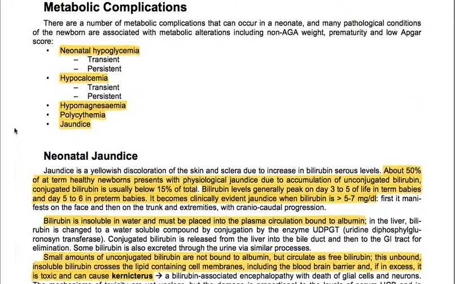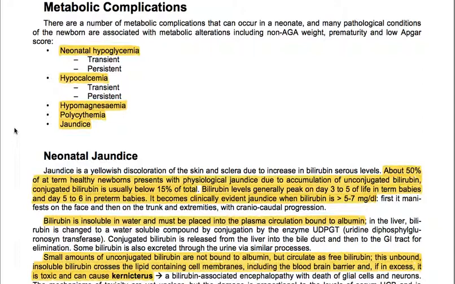Metabolic complications. There are a number of metabolic complications that can occur in a neonate, and many pathological conditions of the newborn are associated with metabolic alterations, including inadequate weight for gestational age, prematurity, or low Apgar score. You can have neonatal hypoglycemia, which can be transient or persistent, hypocalcemia, which can be transient or persistent, hypomagnesemia, polycythemia, and jaundice. Neonatal jaundice is a yellowish discoloration of the skin and sclera due to increasing serum bilirubin levels.